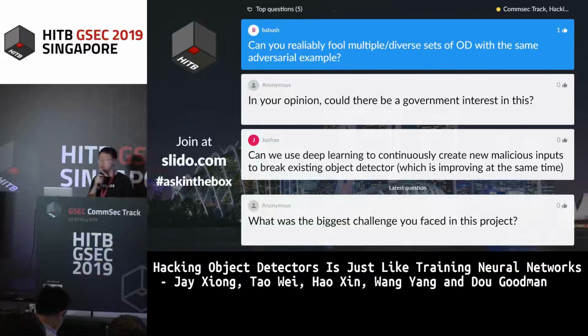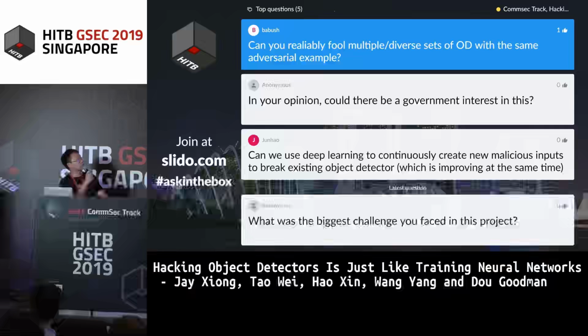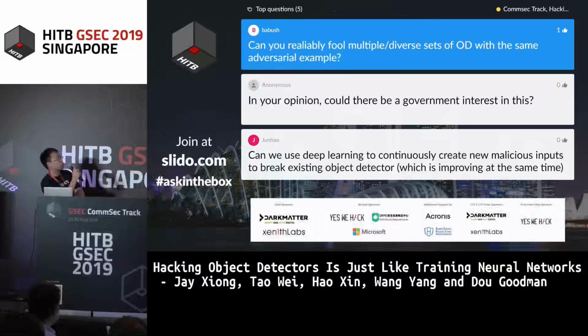This phenomenon hasn't been fully explained, but there is also research trying to explain what happened. So, this question: can you reliably fool multiple sets of object detectors with the same adversarial example? Reliably, maybe no, but multiple diverse sets of object detectors, maybe yes. Okay, and that's the answer for this one.